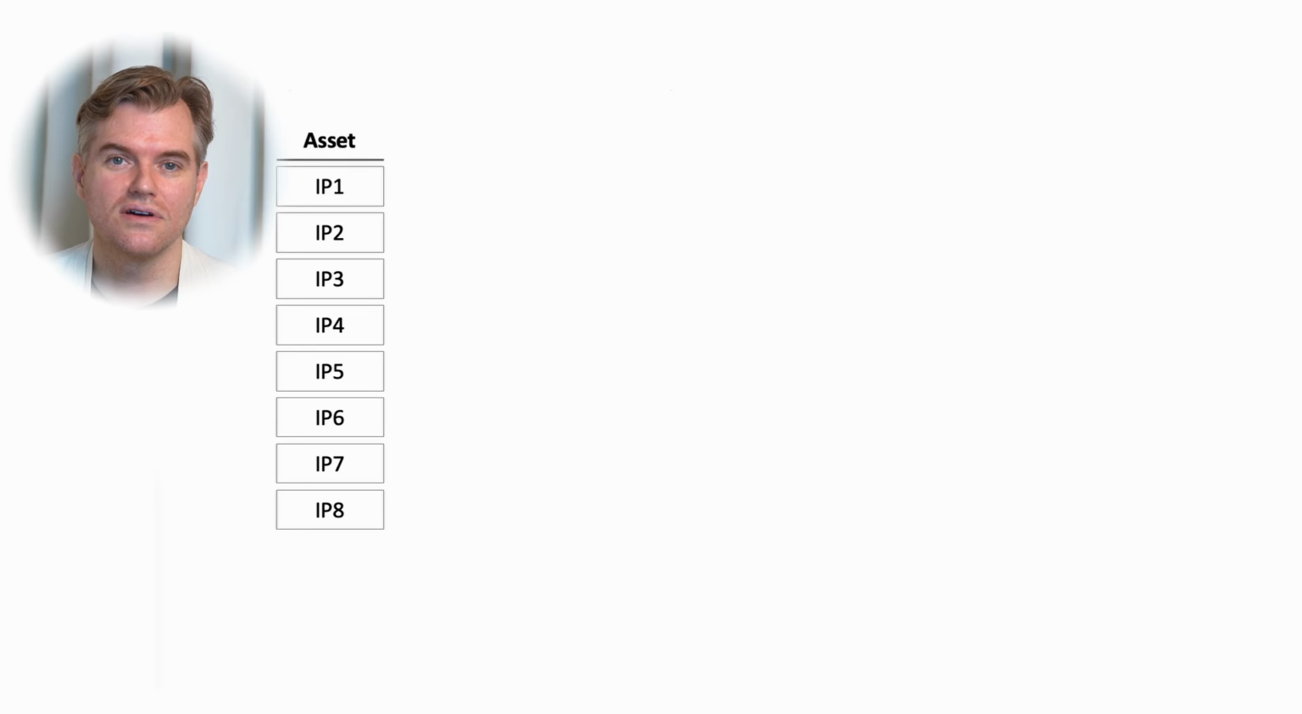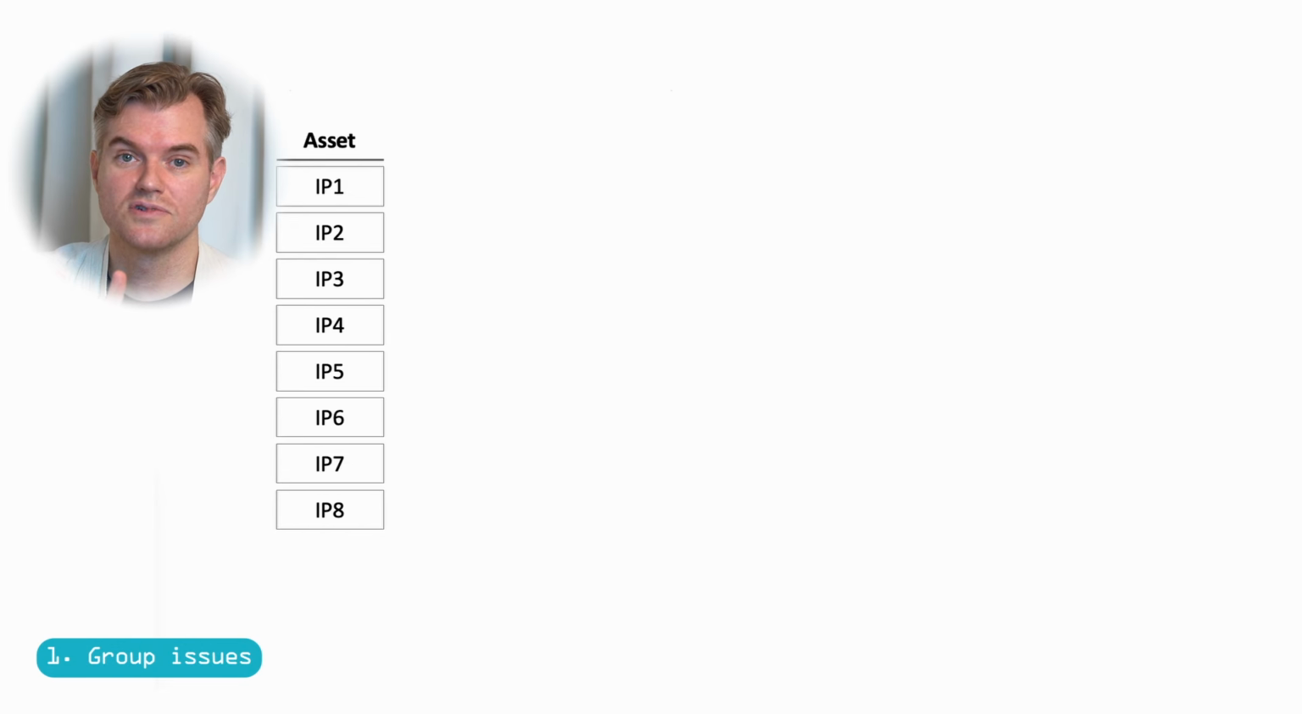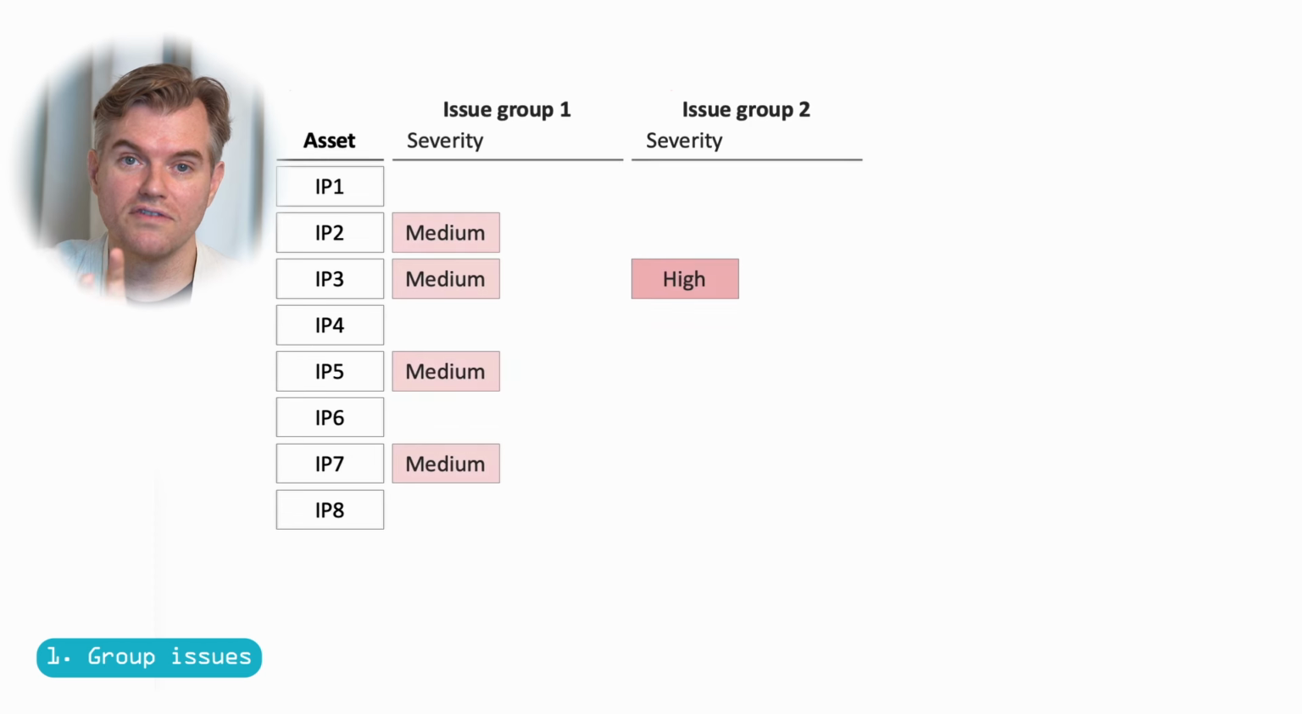Imagine you have a network with 8 computers, and you scan that with a relatively simple network-based scanner, something along the lines of Nessus or Qualys. You get a report back that says we detected 2 different types of vulnerabilities. One vulnerability type is present on 4 of your computers. The second vulnerability type is present on 1 of those 4.